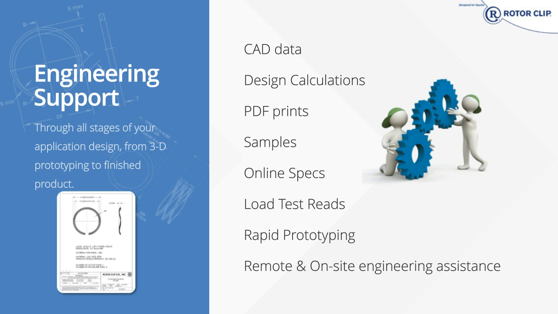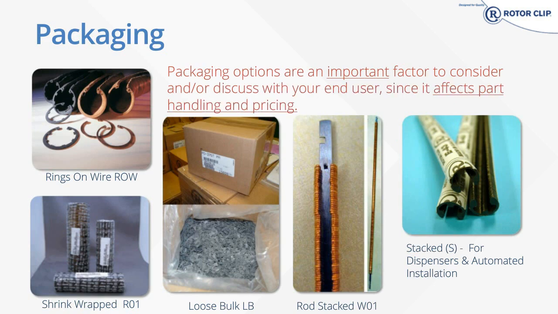Final consideration is packaging. Once you have your design specified, you now have to worry about how to assemble it. And we can offer you parts in bulk if you're looking at low volume, or if you don't mind sorting through parts and untangling. Because that can be an issue, we offer rings on wire and shrink wrap parts.